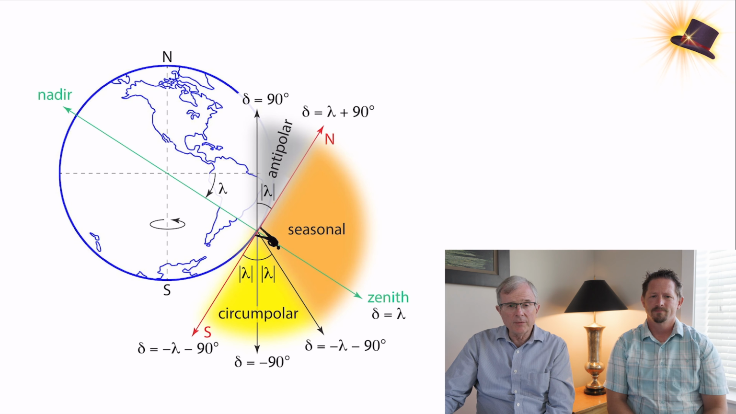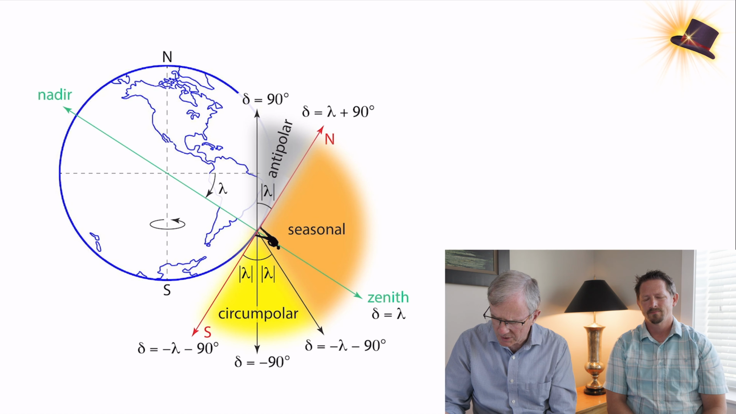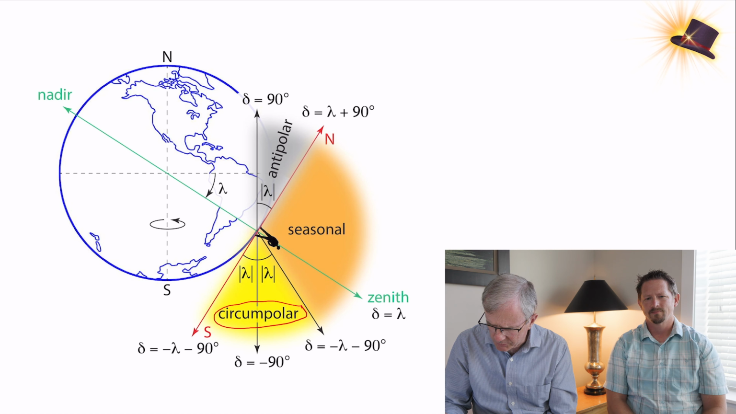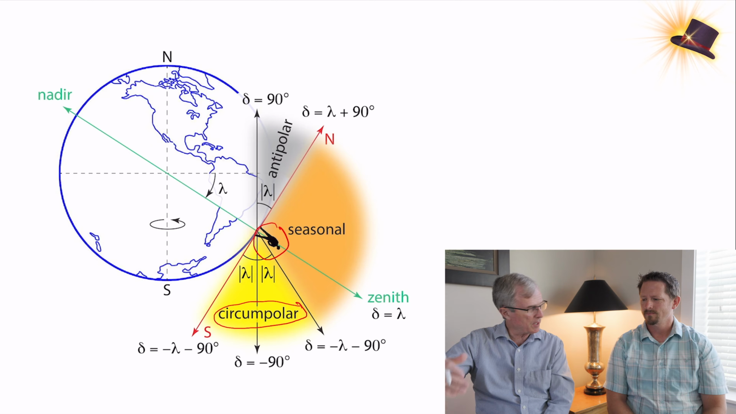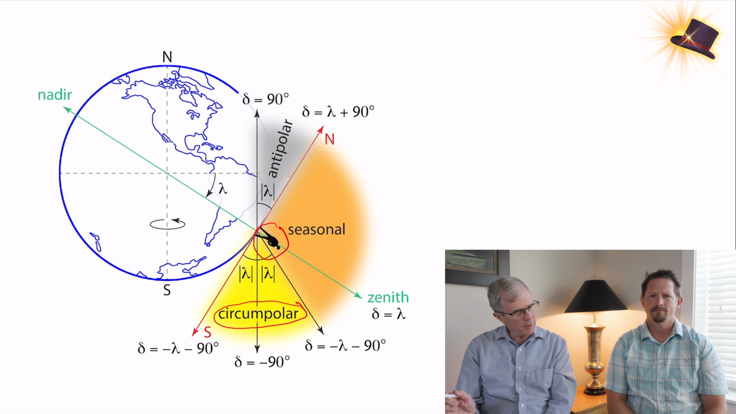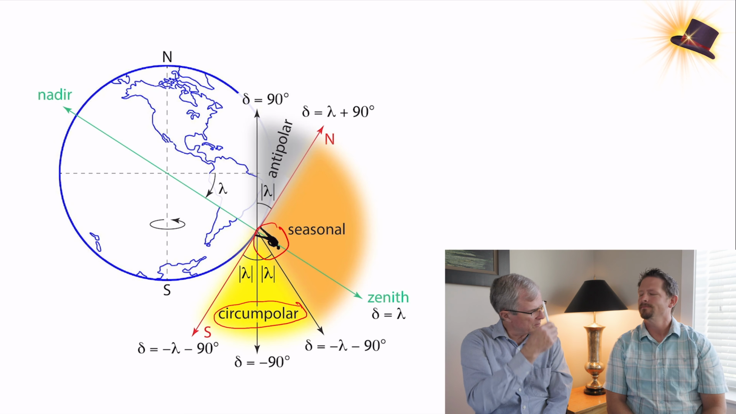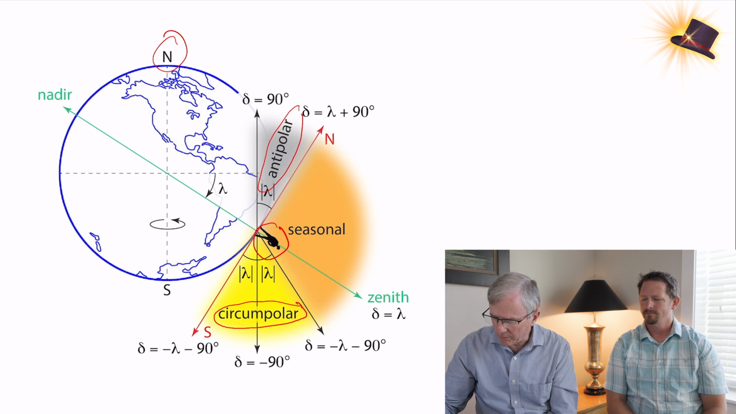All right, the same kind of thing happens here in the southern hemisphere, but now the roles are reversed. The circumpolar objects for this fellow at mid-latitudes, and by mid-latitudes I just mean not at the equator and not at one of the poles, are going to be circling around the south celestial pole, like you saw in Australia. And then the antipolar objects are going to be the ones up in the north. And here it is rotated.